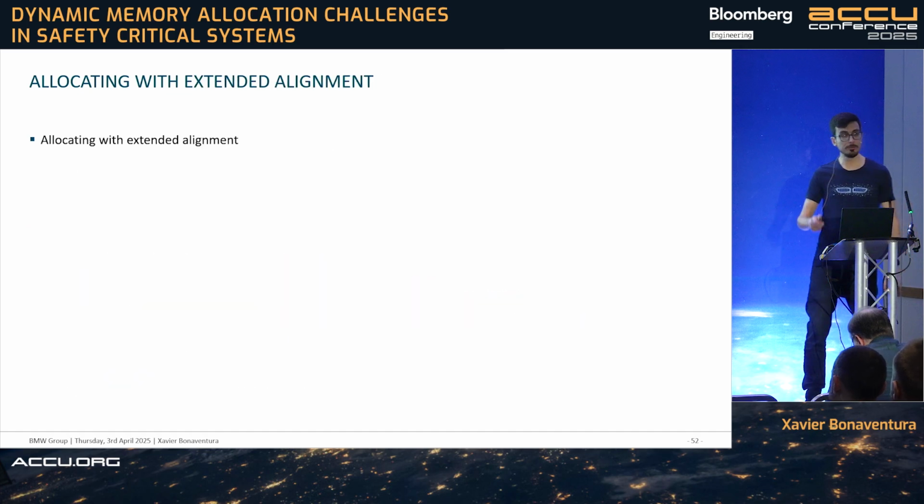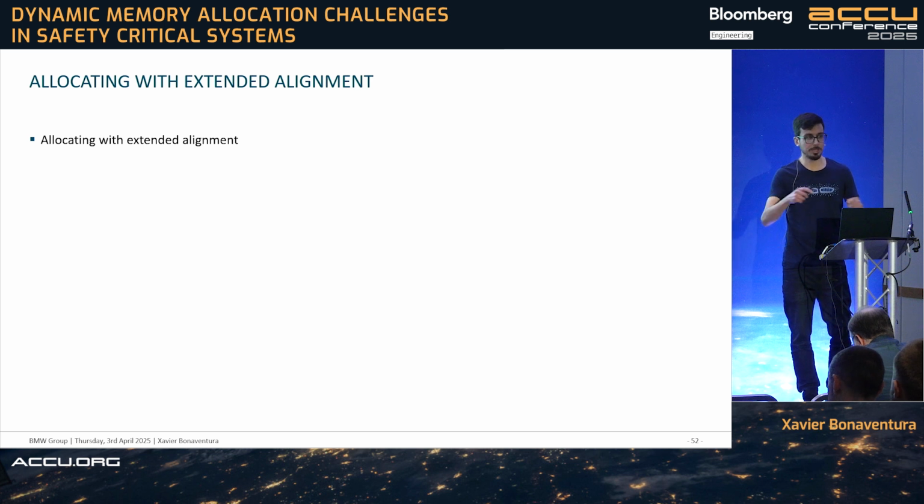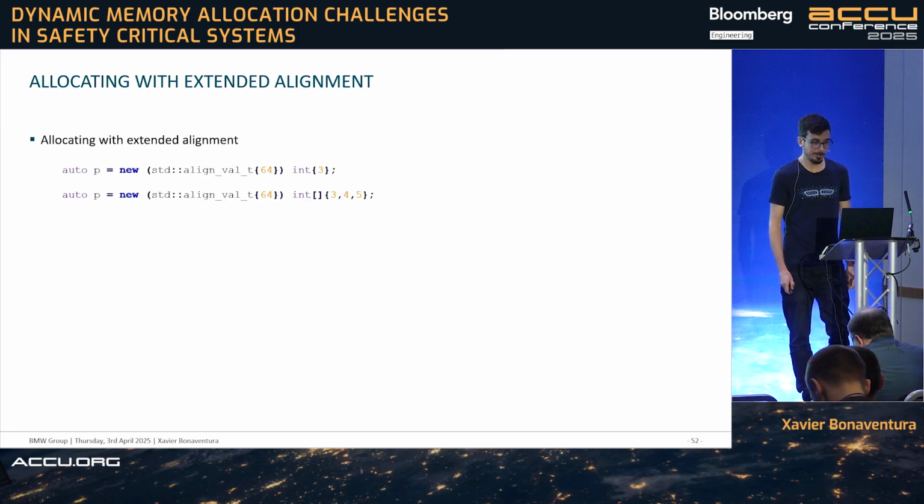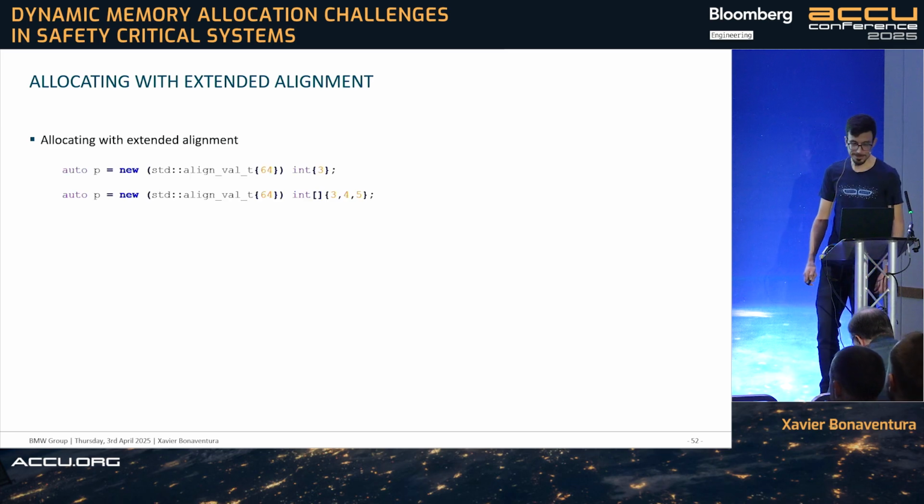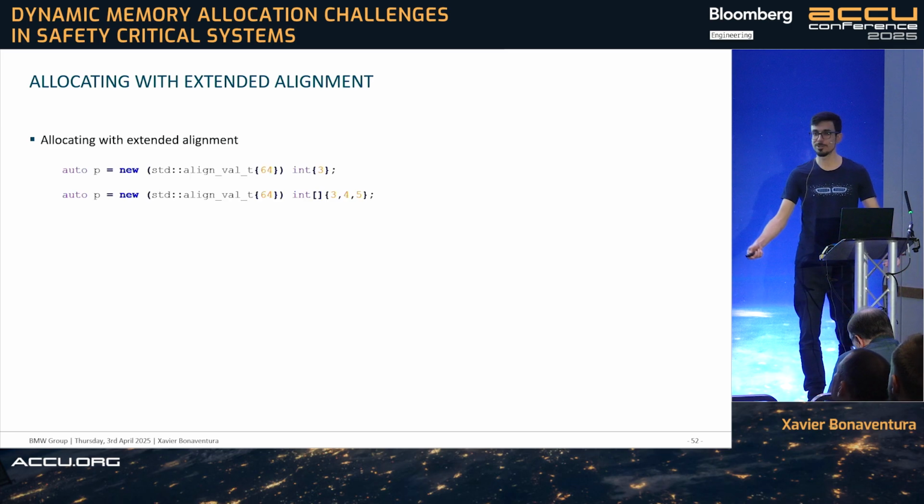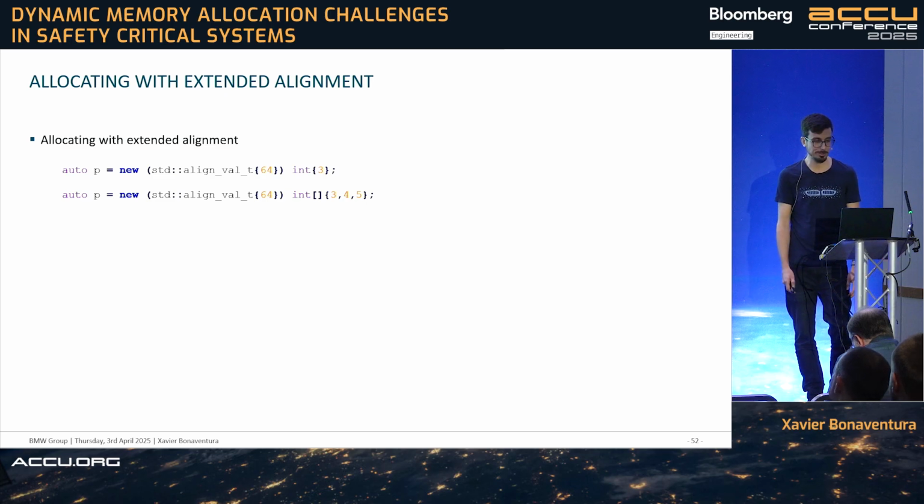Now, how can we do it with the alignment? We saw that we have some operators that go with alignment. Maybe I just want to put a special alignment, right? We can do that. We can use the placement new expression, and we provide as the parameter std::align_val_t, and we say that this integer should be aligned to 64. Can we? I don't know.